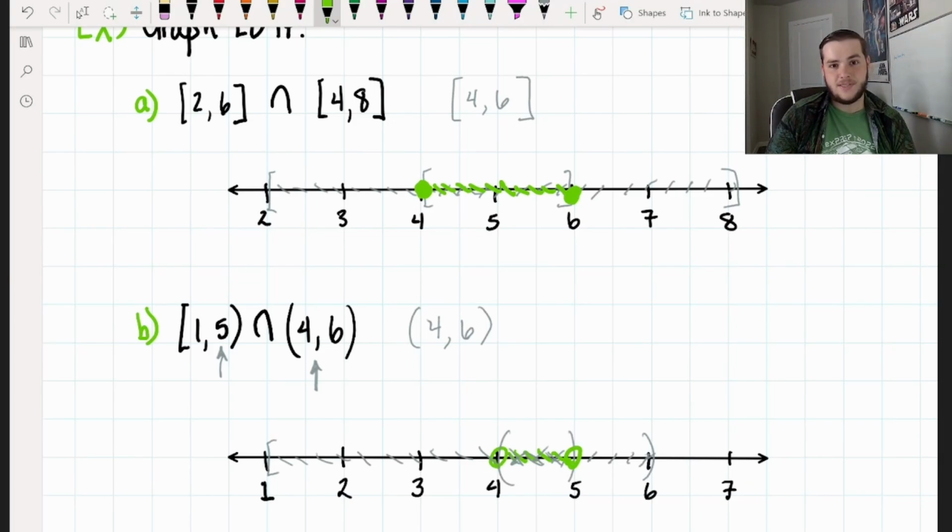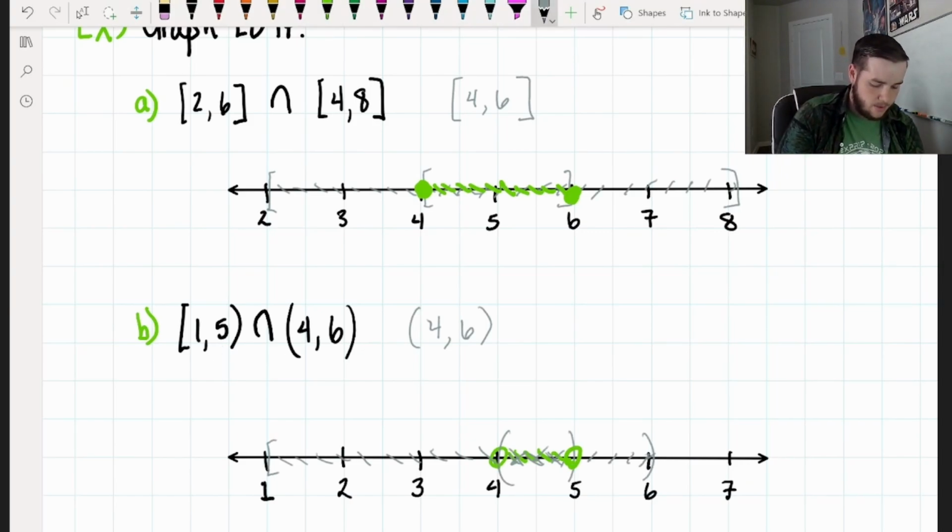When we sketch both of these individually, like you can see in gray, 4 and 5 both almost look like they're in both sets. The problem being that 4 is in the set on the left, but not in the set on the right. And 5 is in the set on the right, but not in the set on the left. So unfortunately, we can't include either of them in the intersection, but all the numbers between those certainly are. So we shade everything in between.